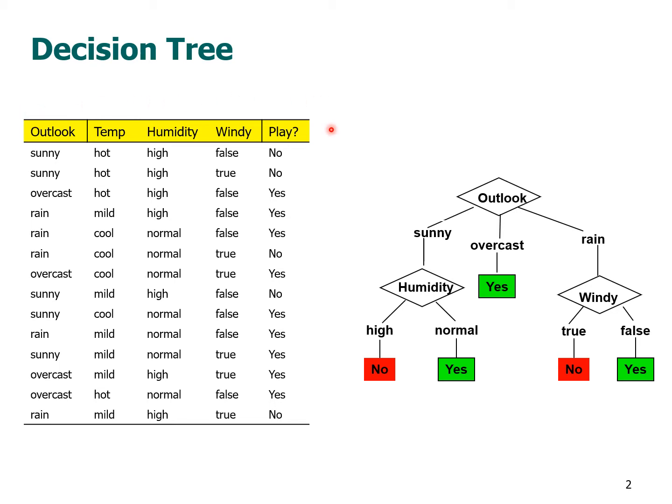Let's say we have input data like this. These are input attributes, and this is the target attribute. Then using this data, we can construct a decision tree which looks like this. In random forest, it consists of multiple of these decision trees.